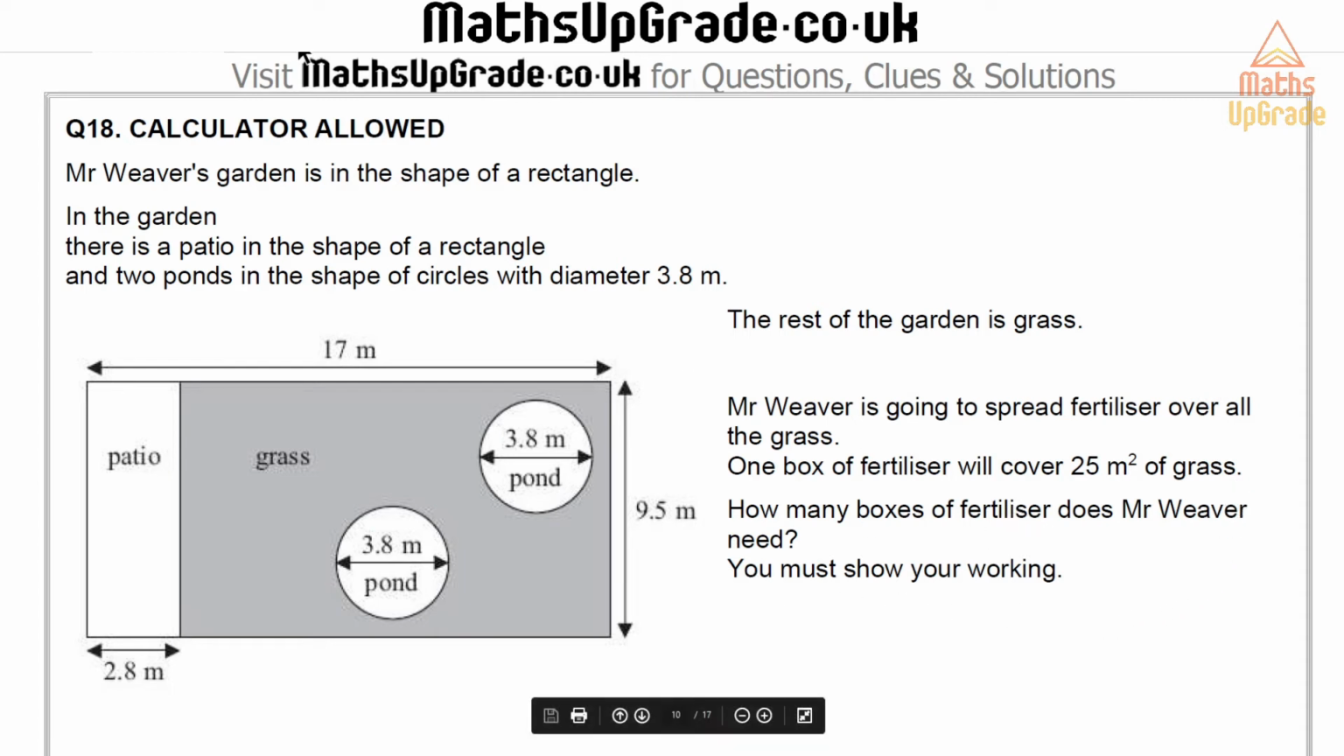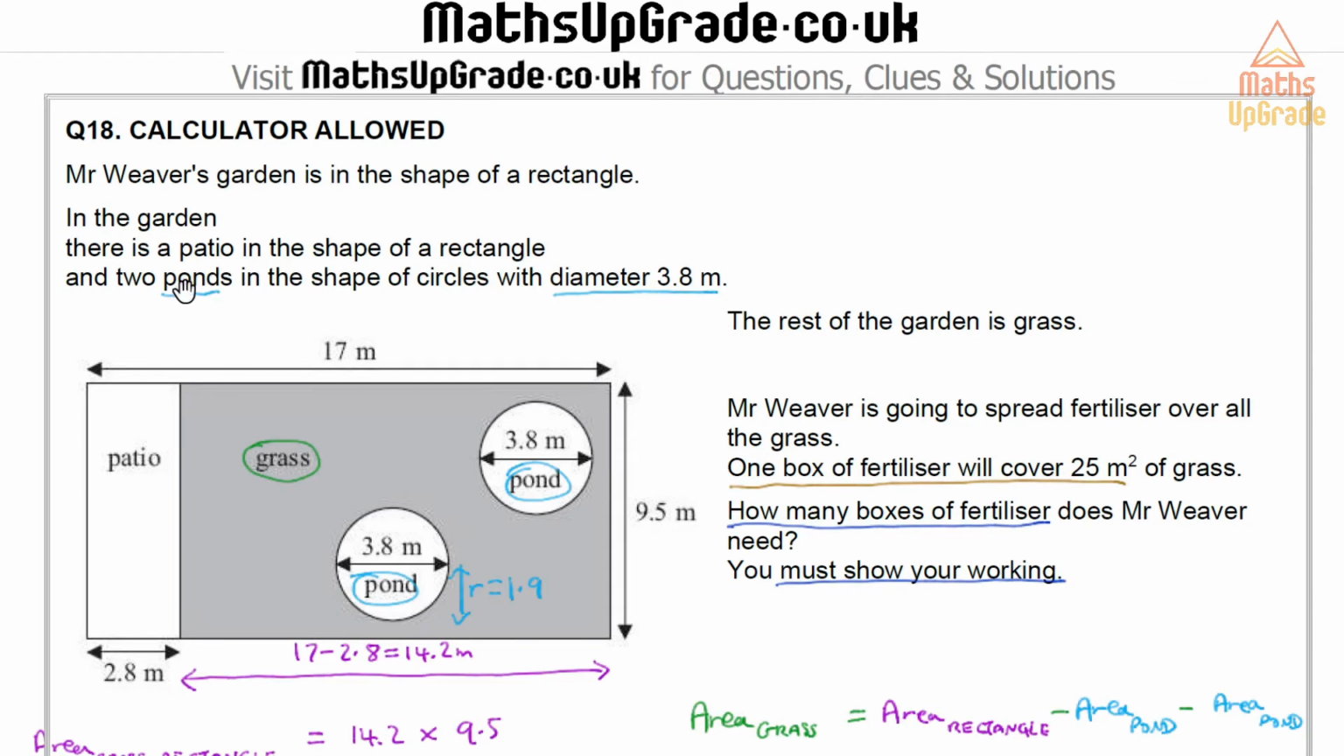So first of all, I'm going to start on the text and underline all the important information: the fact he's got 2 ponds, diameter 3.8. I've even marked that the radius is going to be 1.9, because the radius is half the diameter. I've also underlined that he needs fertilizer, and 1 box will cover 25 meters squared.